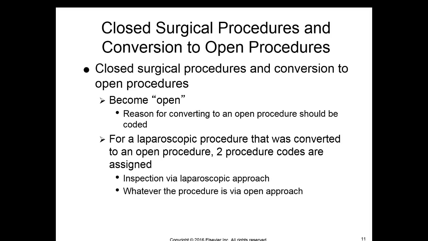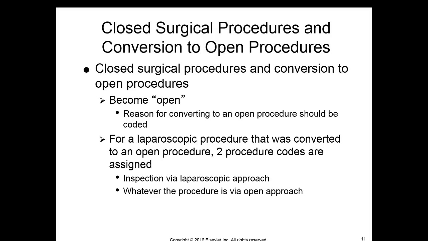This first procedure code is for the actual cholecystectomy, the removal of the gallbladder, and that second procedure code is actually the inspection of the gallbladder. That tells us that when we look at this, we know that they attempted to do it laparoscopically, but then they had to convert it to an open procedure.